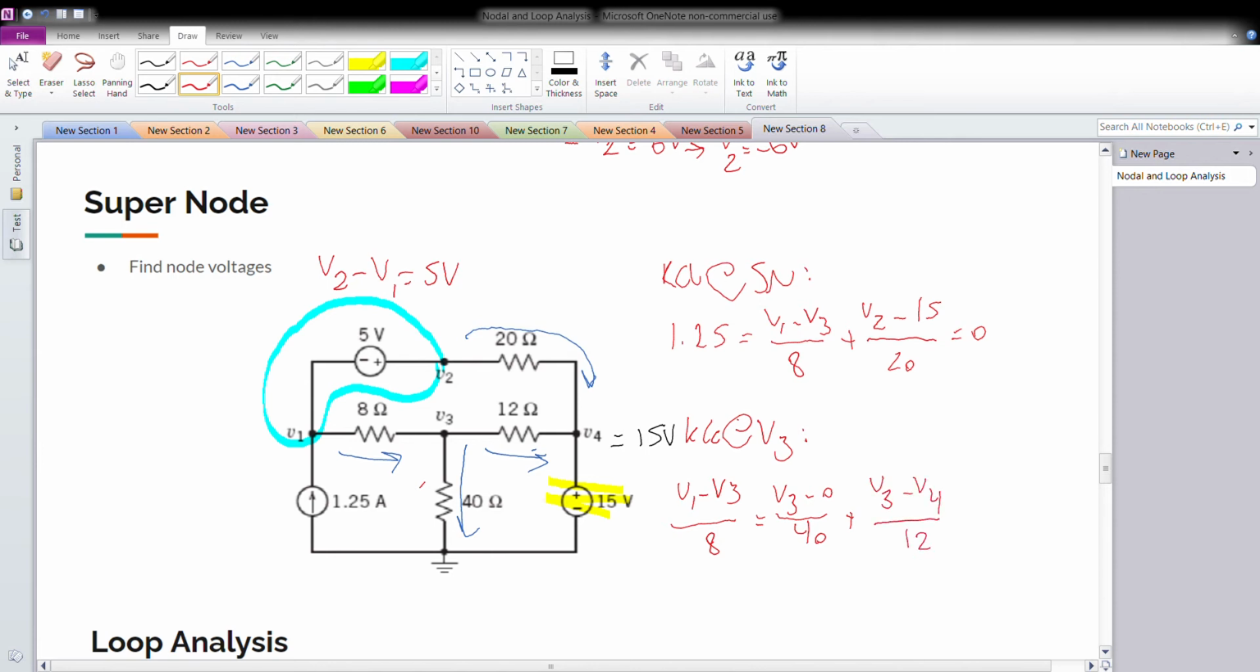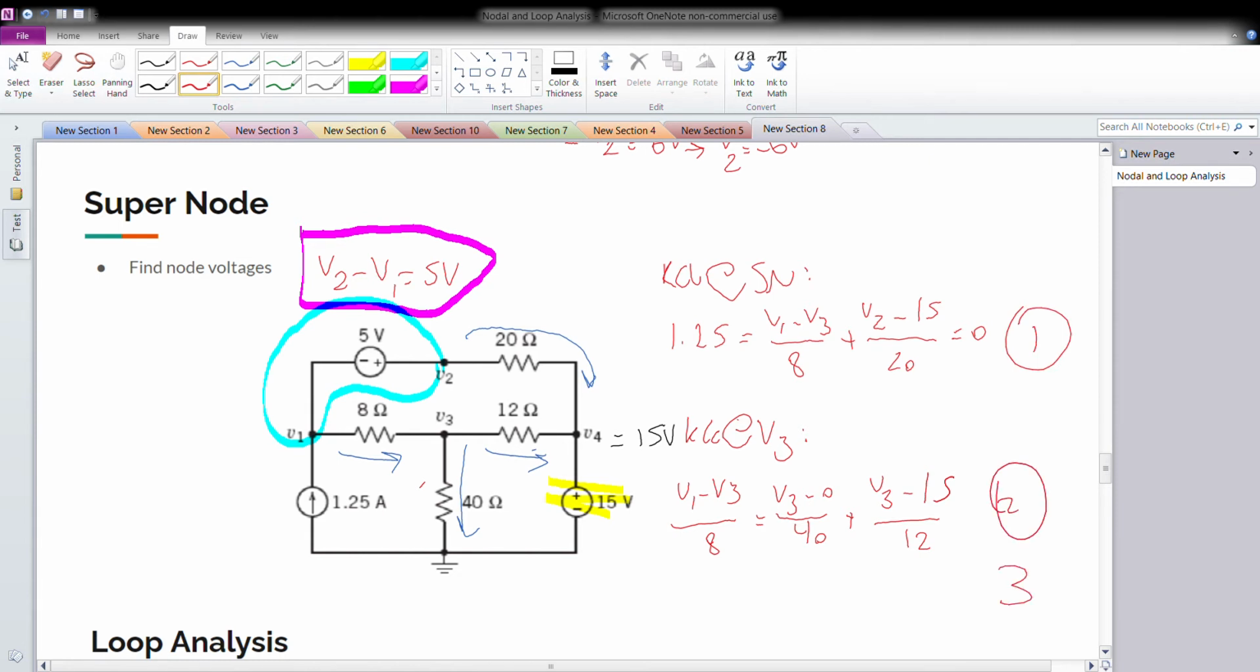Okay, so let's look at how many variables I have. Actually, let me write V4 as 15 again, so I don't count that as a variable. So I have V1, V2, V3. I have 3 variables, but based on however many nodes I had left, I have 2 equations. This is where the equation that I wrote here comes into play. So my third equation, so equation 1, equation 2, and then my third equation is going to be V2 minus V1 equals 5.